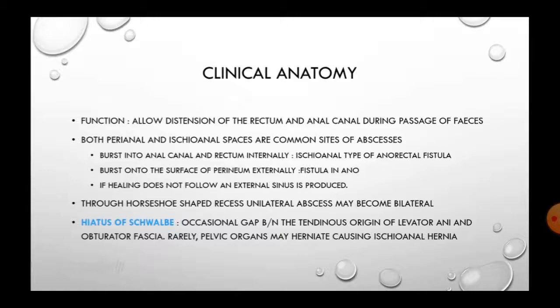Both the perianal space and the ischioanal spaces are common sites of abscesses. It can burst into the anal canal and rectum internally, resulting in the formation of an ischioanal type of anorectal fistula, or it can burst onto the surface of the perineum externally, resulting in a fistula in ano. If the abscess bursts only externally and healing does not follow, an external sinus is produced.